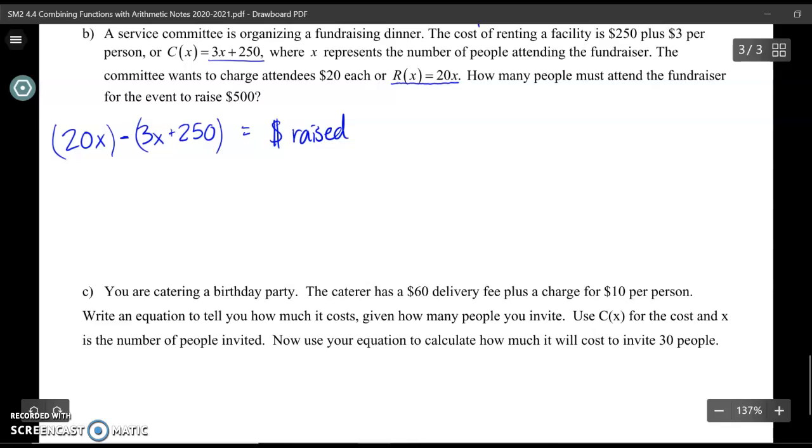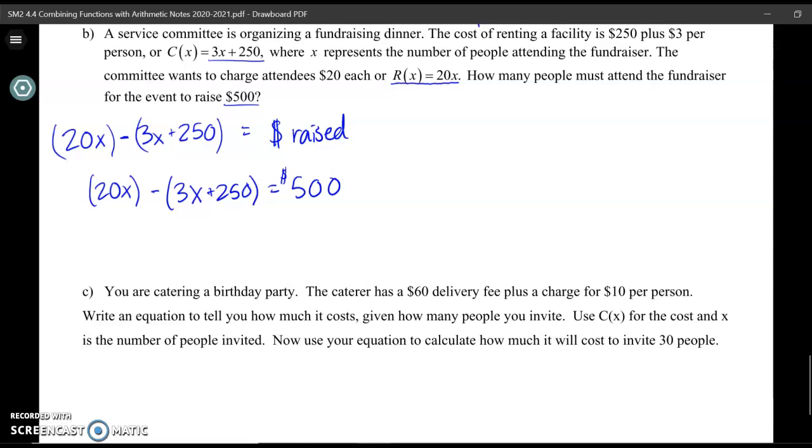In this case, I know a specific amount of money that I want to raise. I want to raise $500. So to solve this problem, I would take my equation that I just came up with, and I would set it equal to 500. So the key here is just thinking about what each of the numbers and quantities represent.